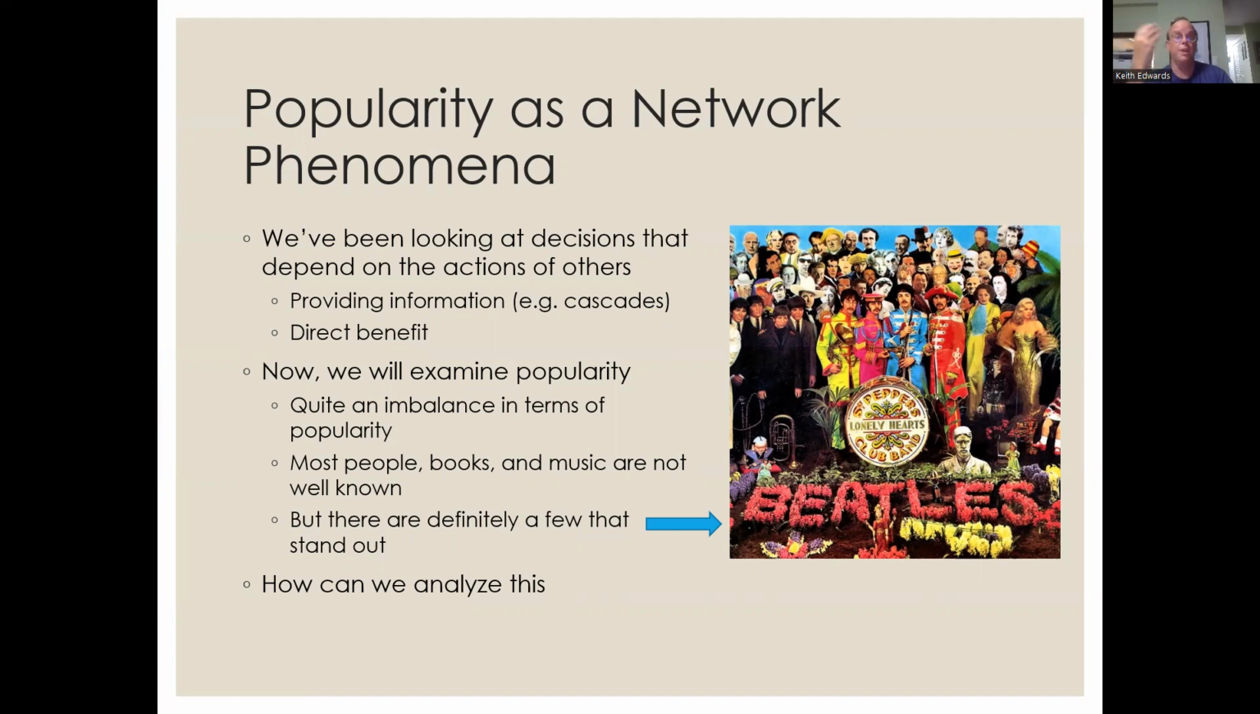They could provide information, such as the example with marbles that we got information cascades from, or others could provide direct benefits, such as joining a social network that had a large population base. We're going to examine popularity, and there's actually quite an imbalance in terms of popularity. Most people, books, music, they're not that well known, but there are definitely a few that stand out.